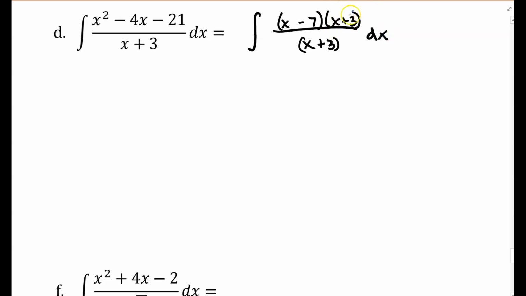And what happens? Well, I have an x plus 3 cancel. And now, oh my gosh, look at how nice and easy that integral is. This is just cake, guys. x squared over 2 minus 7x plus c.